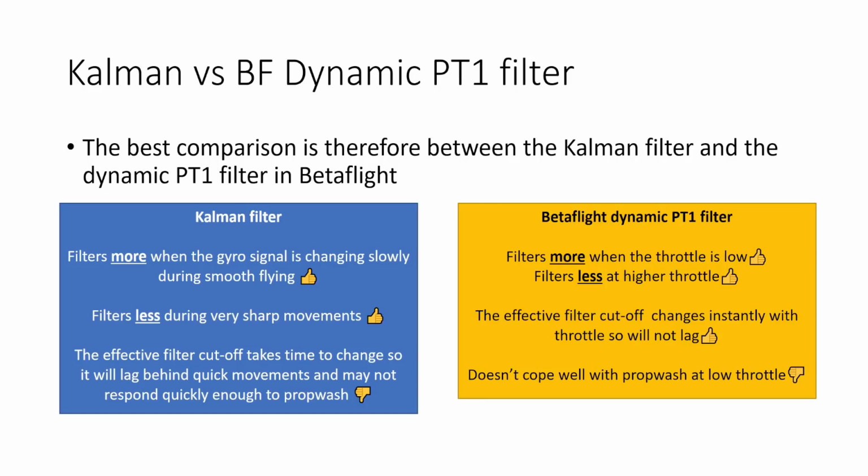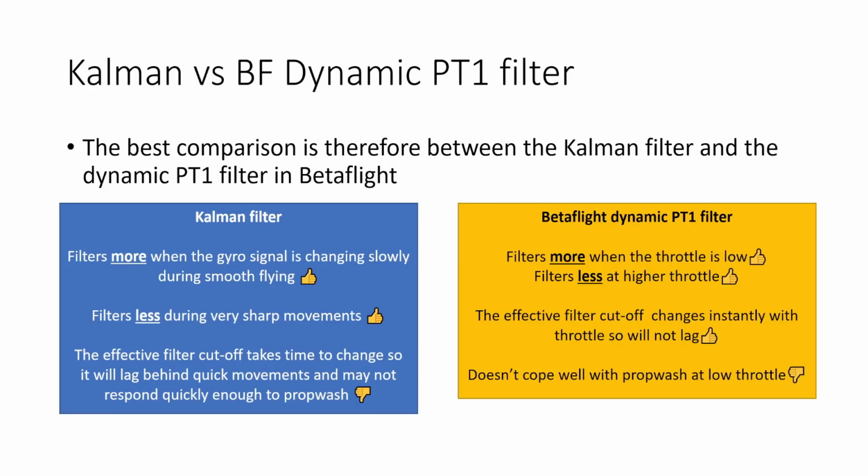Now, because of the way that we're calculating these covariances, it takes time for the cutoff to change. Remember that we had to wait to get lots of measurements together to average to calculate the covariance. So there's going to be a time lag. And that means that this changing filter cutoff is going to lag behind quick movements and may not be fast enough to respond quickly to prop wash. So it's probably not going to be able to change its filter settings quickly enough to adjust for very quick events like prop wash. And that's a negative of the Kalman filter. In comparison, the dynamic PT1 filter in Betaflight filters more when the throttle is low and it filters less at higher throttle.